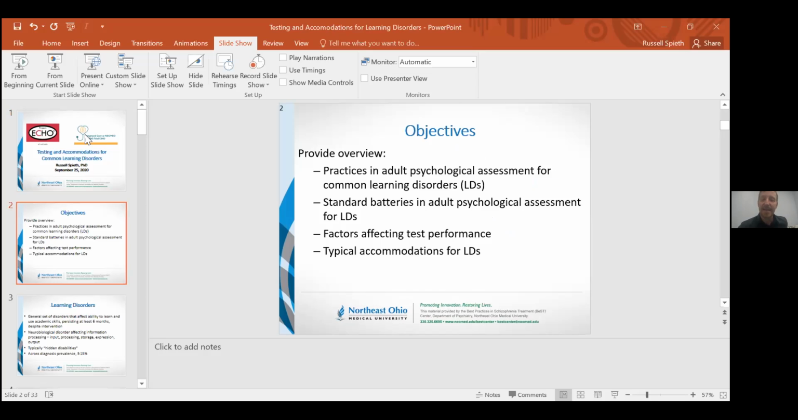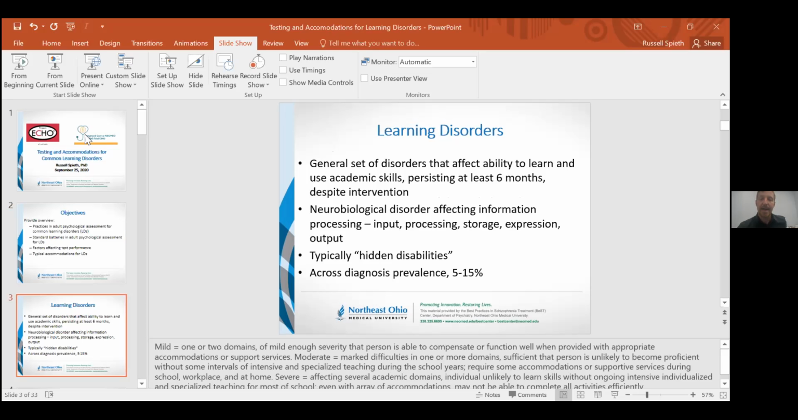So we're going to look at practices again in more adult psychological assessment for common learning disorders. Look at some of the standard batteries, some of the things that may affect test performance, and then some typical accommodations for learning disorders. So briefly, learning disorders are a general set of disorders that affect a number of academic skills. It can affect input processing, decoding, storage, that persist at least 6 months despite intervention.